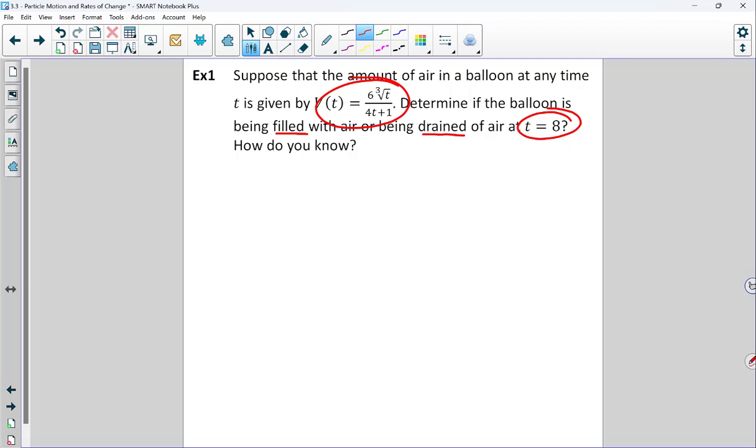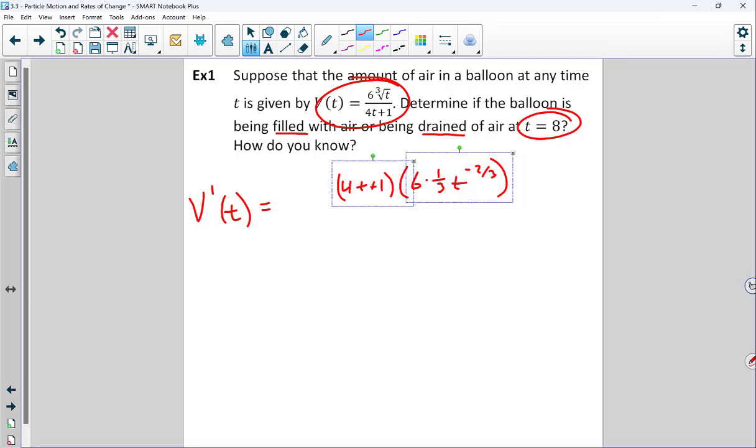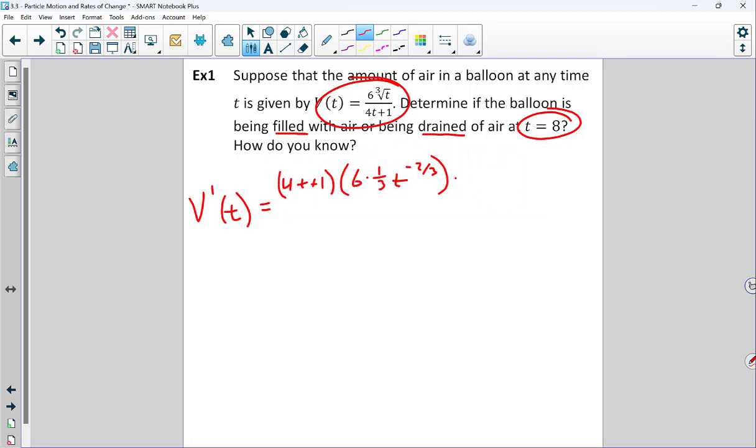So V prime, low, V high. On the top, that's going to be 6 times 1/3 t to the negative 2/3, minus high, V low, all over low squared.